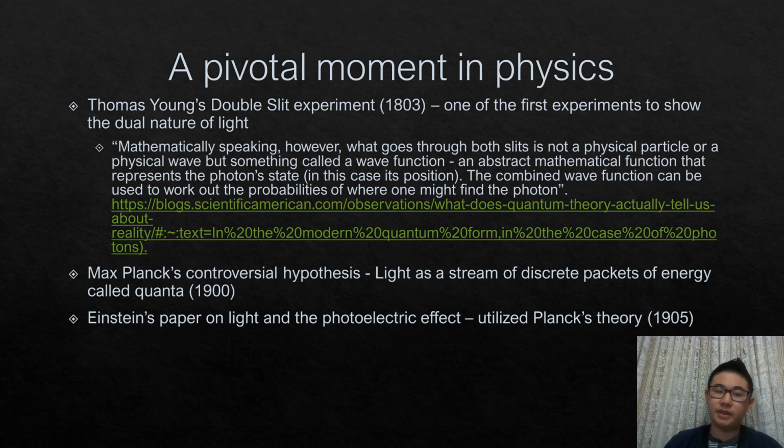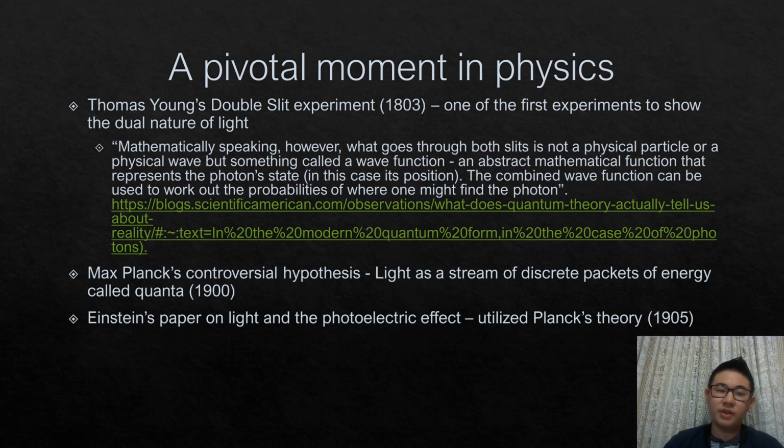Max Planck later in 1900 had a controversial hypothesis which said that light is actually a stream of discrete packets of energy called quanta. And this is all leading into quantum physics. At the time, this hypothesis was very strange. The most widely accepted view at the moment was that light was an electromagnetic wave. And his theory was very foreign and seemed to contradict a lot of what we already knew about the nature of light.